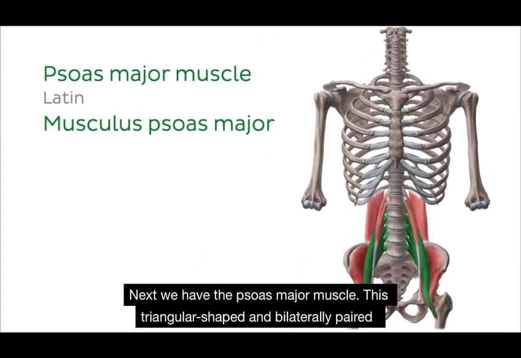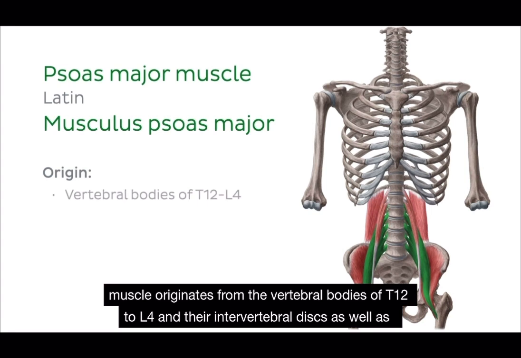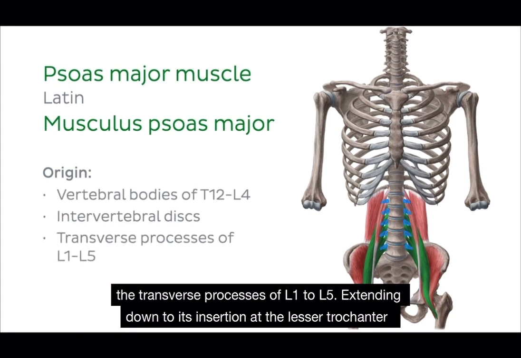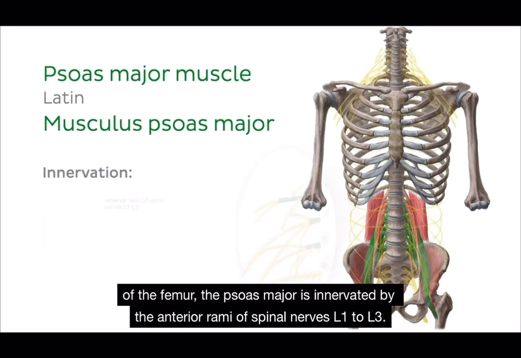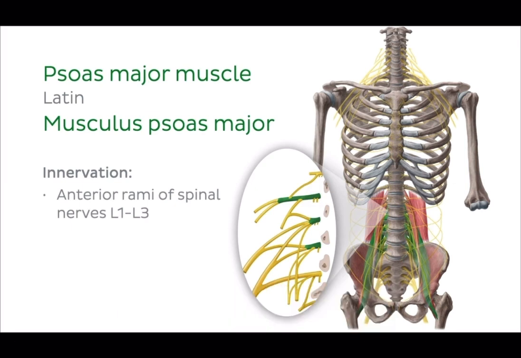This triangular-shaped and bilaterally paired muscle originates from the vertebral bodies of T12 to L4 and their intervertebral discs, as well as the transverse processes of L1 to L5. Extending down to its insertion at the lesser trochanter of the femur, the psoas major is innervated by the anterior rami of spinal nerves L1 to L3.